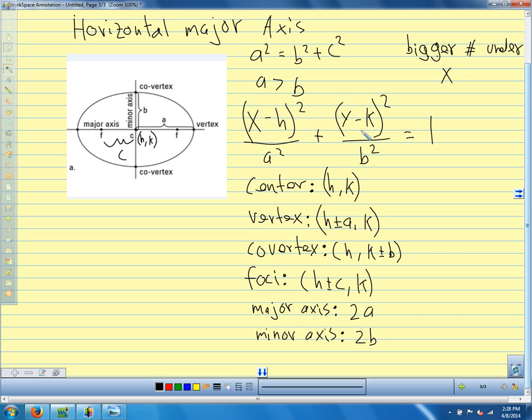Notice this looks very similar to a circle. And in fact, if A equals B, if both of these numbers are the same, this length would be the same as that length, and we would get a circle. So this equation becomes the equation of a circle if A equals B. So ellipses and circles are very close relatives. All right, let's look at a vertical major axis.